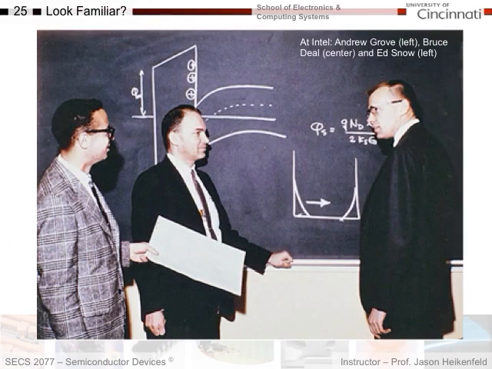So at this point, I'm going to show you a historical photo of some folks at Intel in its early days. Andrew Grove, which is at the far left, Bruce Deal in the center, and Ed Snow. And basically, look what they're doing here. They're showing how some of the MOSFETs work, and you see some very similar things to what we've talked about here today. So I just want to show you a little bit of historical perspective where a lot of this theory came from.